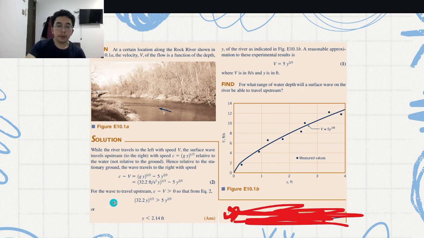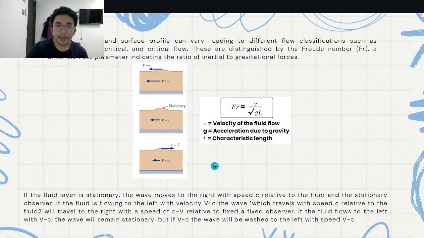For the wave to travel upstream, V is smaller than c. So at this point V is smaller than c. This is the part where it travels upstream.